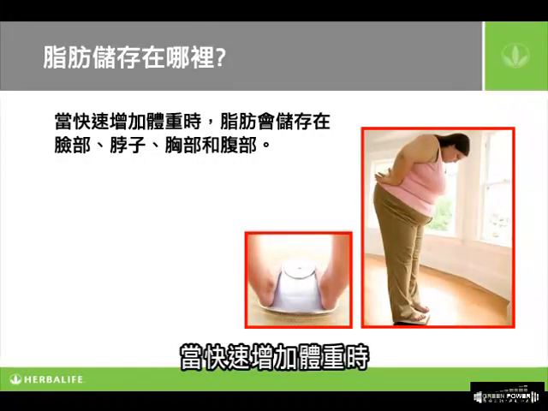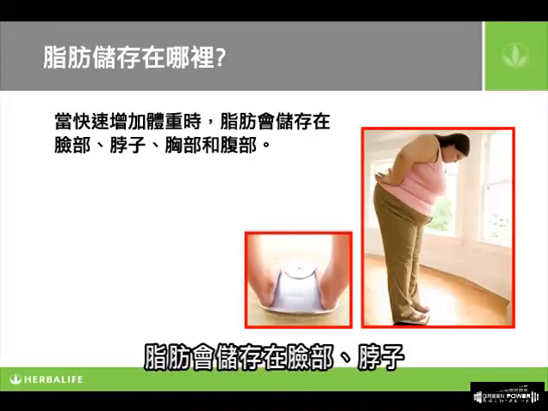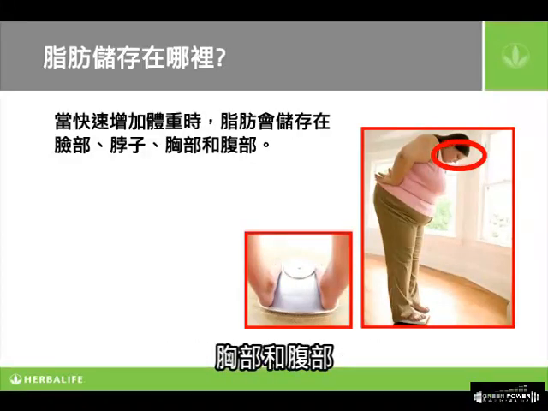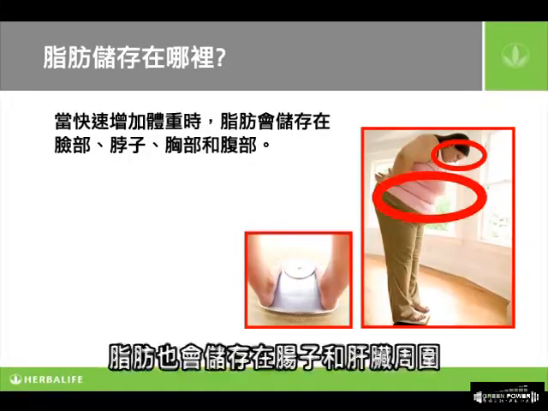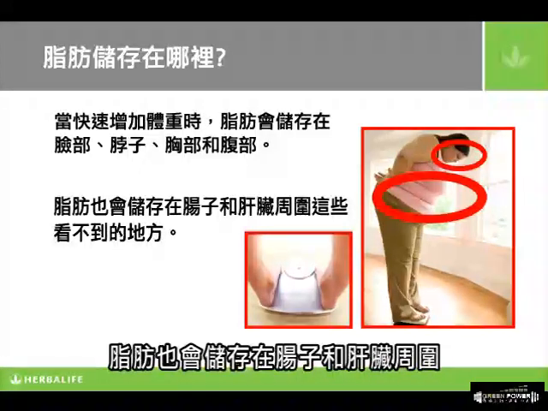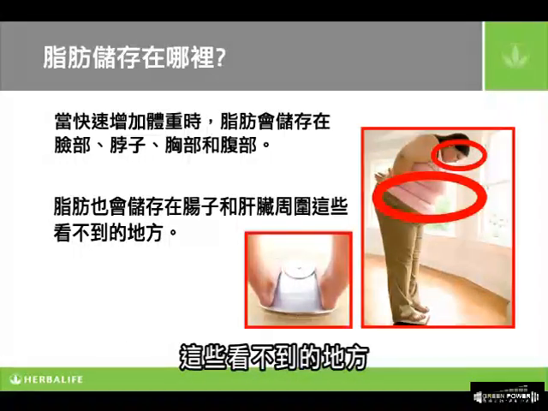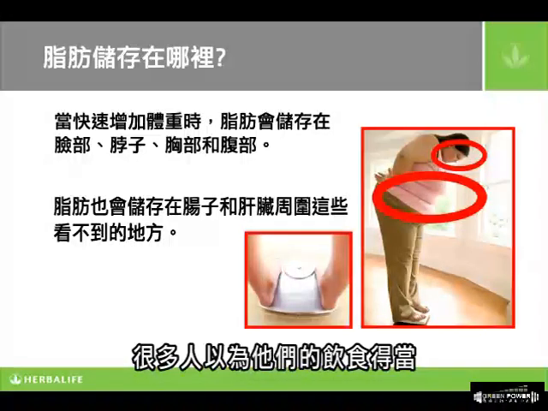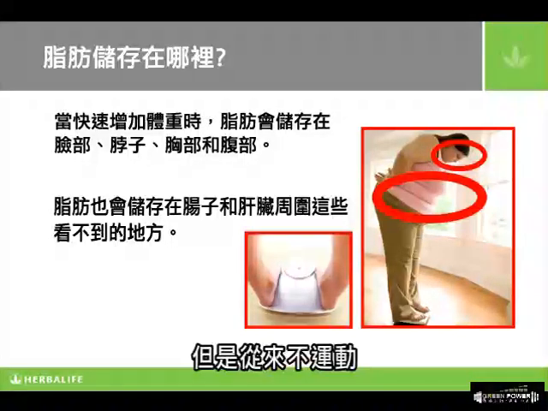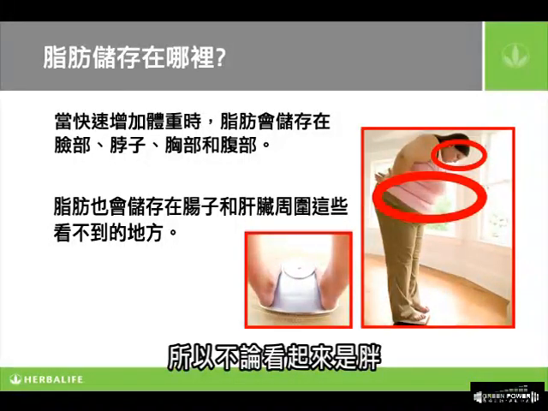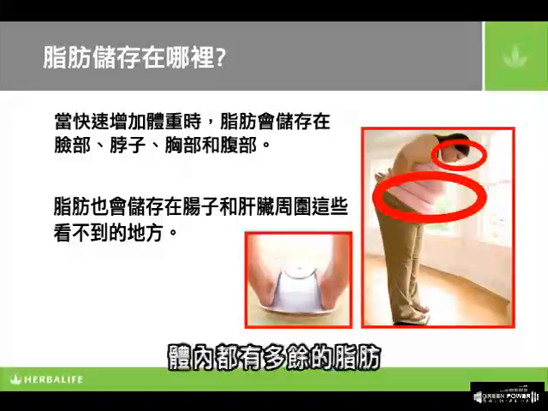When you gain weight quickly, you store the fat in your face, neck, chest, and abdomen. You can also store fat inside your body, around the intestines and liver, where you cannot see it. Many people who think they're eating a good diet but never exercise have extra fat inside their bodies, regardless of whether they look fat or even normal.